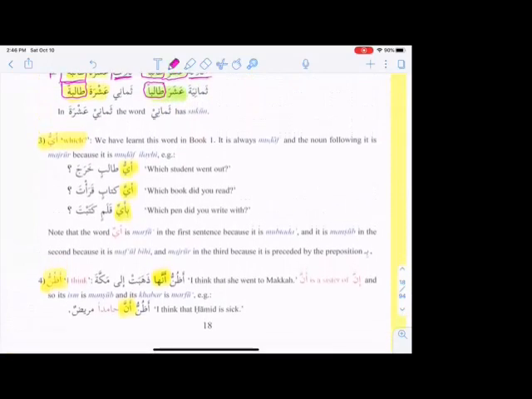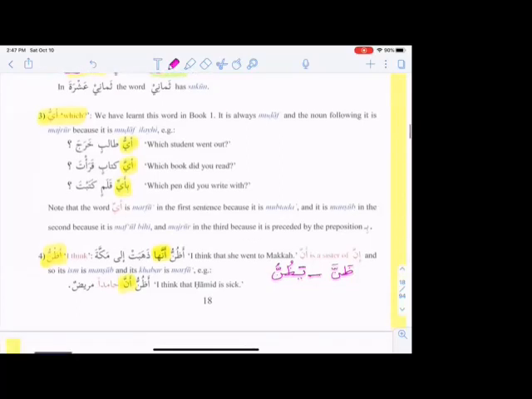I just want to write down here. Zanna. This is madi. Zanna, to think, to consider. And then mudaria, yazunnu. Yazunnu. He thought, he thinks. Fine. Now I have explained to you, so I think you are familiar.